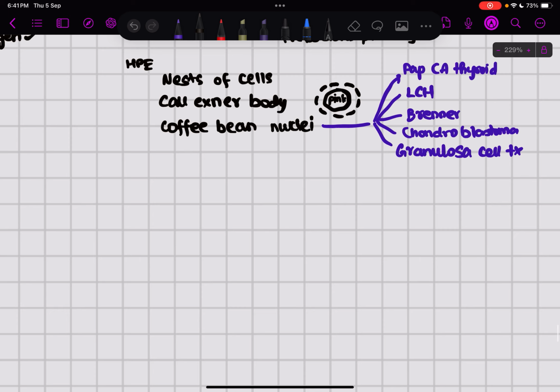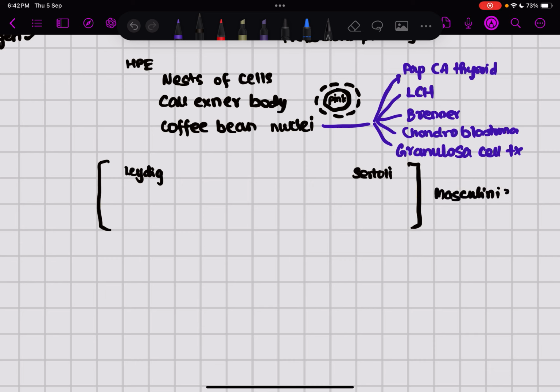Now moving on to Leydig cell tumor and Sertoli cell tumor. These cells are actually found in the male reproductive system, but in females, when it occurs, it causes masculinization. On histopathological examination, Leydig cells show Reinke's crystals, which look rectangle shaped or coffin lid shaped, and Sertoli cells show increased inhibin.